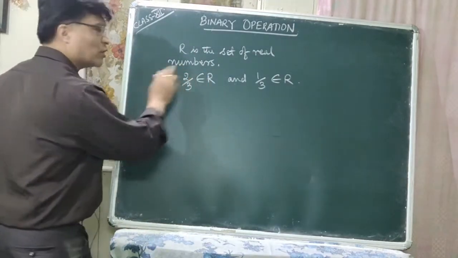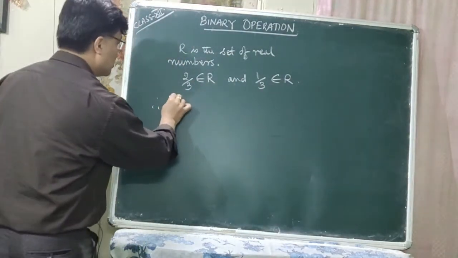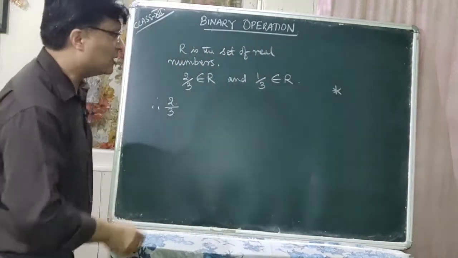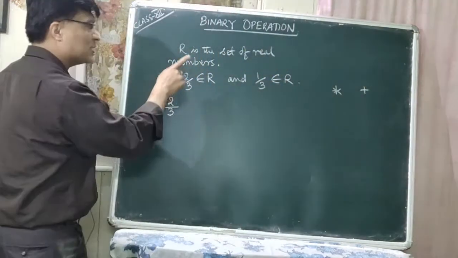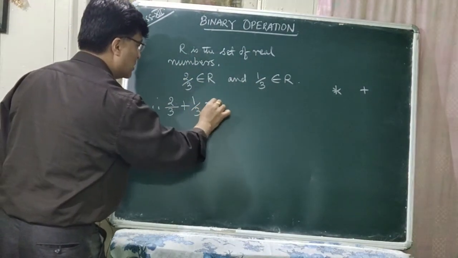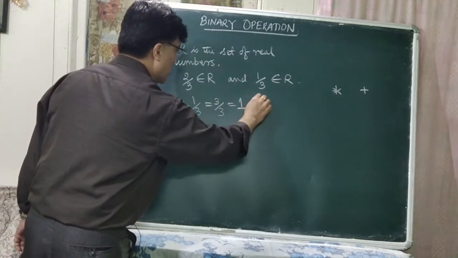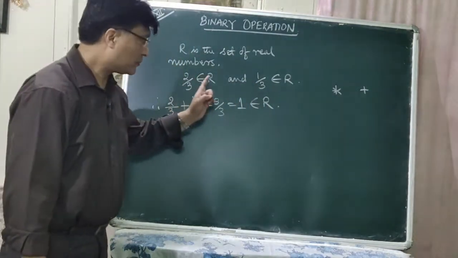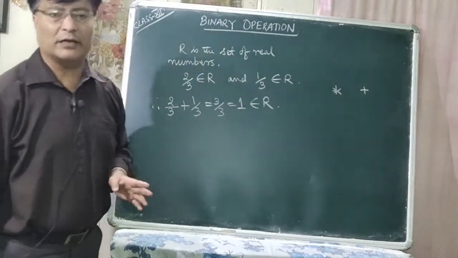So what is their summation? Let us take the operation addition. In this case this star is taken as plus. So 2 by 3 plus 1 by 3 is 3 by 3, which is equal to 1. 1 also belongs to the set of real numbers. That means this star is a binary operation on the set of real numbers.